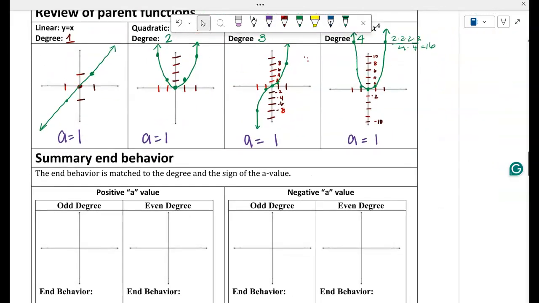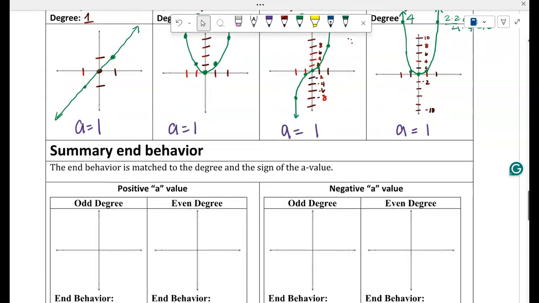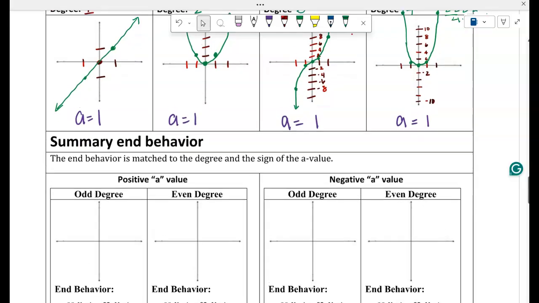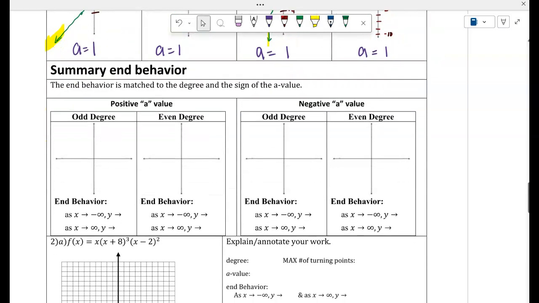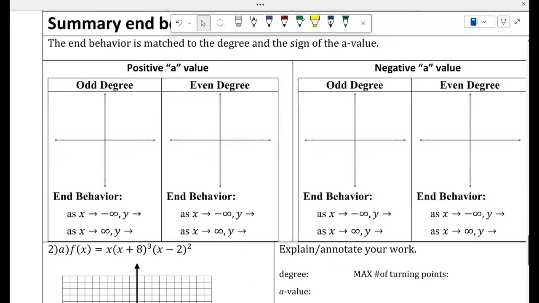So what happens when we have a positive A value? Your odd degree, as you can see, so I'm trying to pinch it in so you can see it. So here's your odd degree. We got odd degree here, here, here, here. When it's positive, they are exactly the same, in terms of it starts on the bottom and it ends on the top. So let's go look at the odd degree.